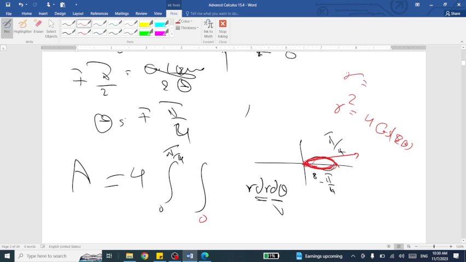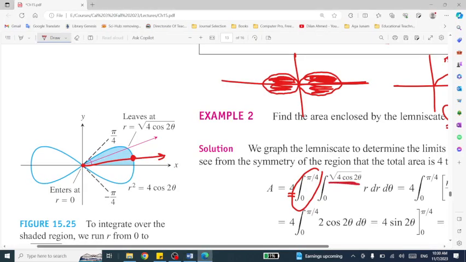I can't do it with r squared. Now r equal to what? R equal to something. R equal to plus minus the square root of 4 cosine 2 theta. Positive, so r equal to the square root of 4 cosine 2 theta. Yes.